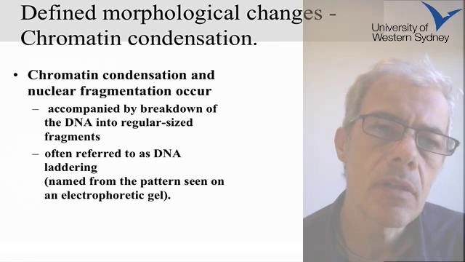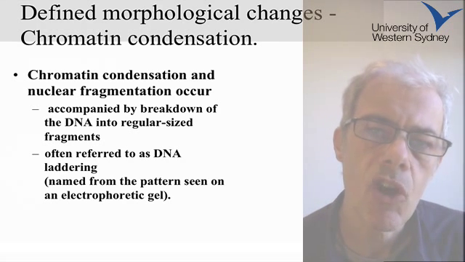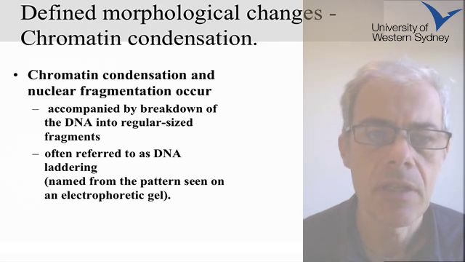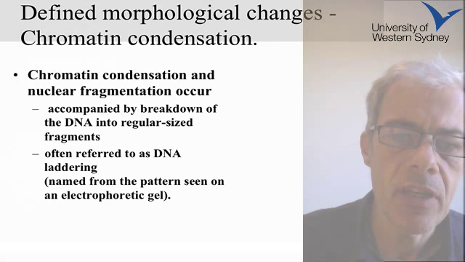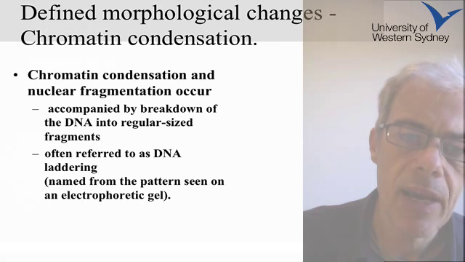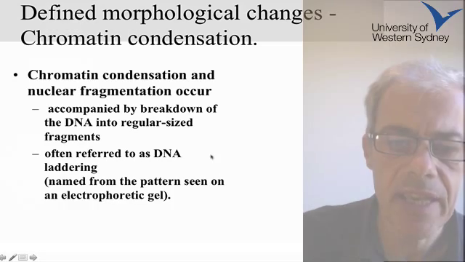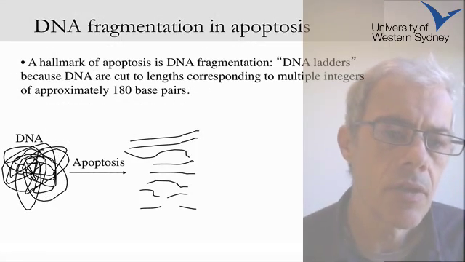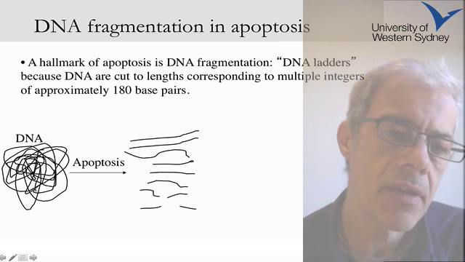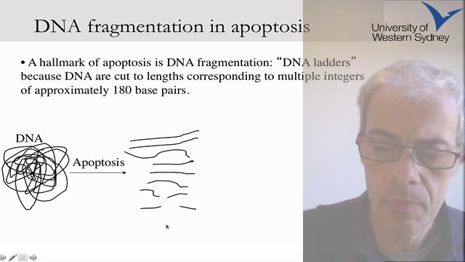One of the defined morphological changes that occurs during apoptosis is chromatin condensation and nuclear fragmentation. Effectively, it's been noted that the DNA of apoptotic cells breaks down into regular sized fragments, and this is referred to as DNA laddering. This little animation here shows the chromatin or DNA of cells being broken up into a series of fragments.